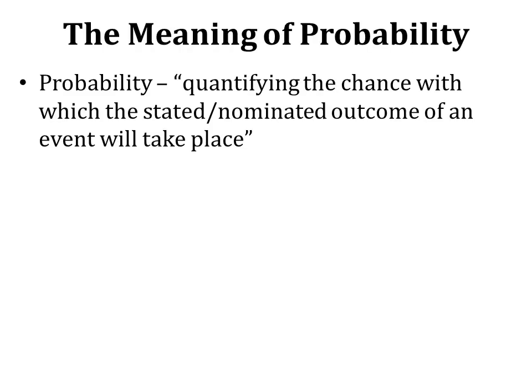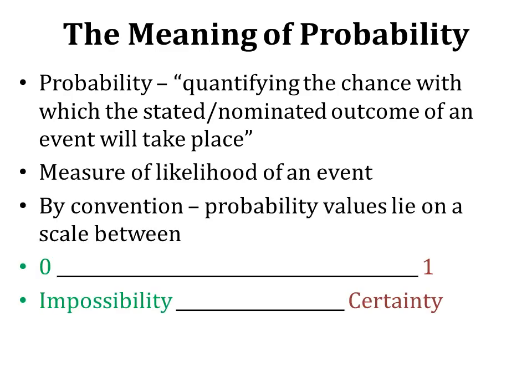Another important concept that I want you to have a revision of is the concept of probability. So what is probability? Probability is quantifying the chance with which the stated or nominated outcome of an event will take place. In other words, we can say that probability is the measure of likelihood of an event. By convention, when we calculate the value of probability, the value lies on a scale between 0, impossibility, and 1, certainty.